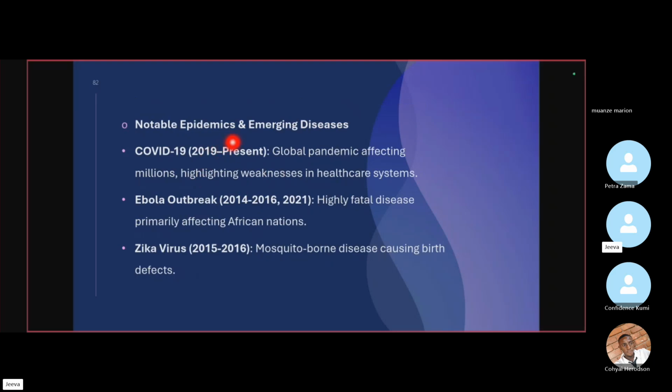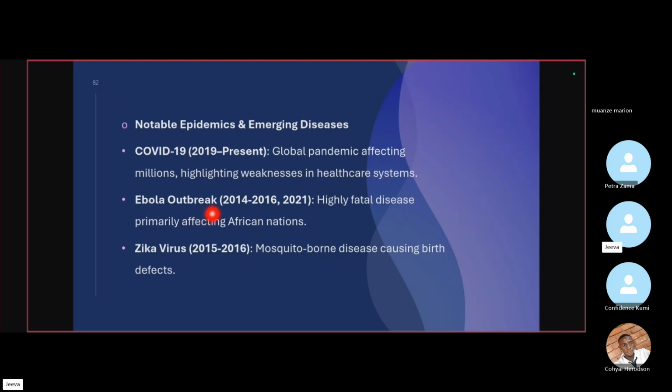Then the notable epidemics and emerging diseases. One is COVID-19, which began in 2019 and continues till the present, a global pandemic which affected millions of people and highlighted the weakness in the healthcare system. When COVID-19 spread in the country, there was a high requirement for the healthcare system, and at that time you saw the weakness, as not everyone could be accommodated. So different problems arose in the healthcare system.